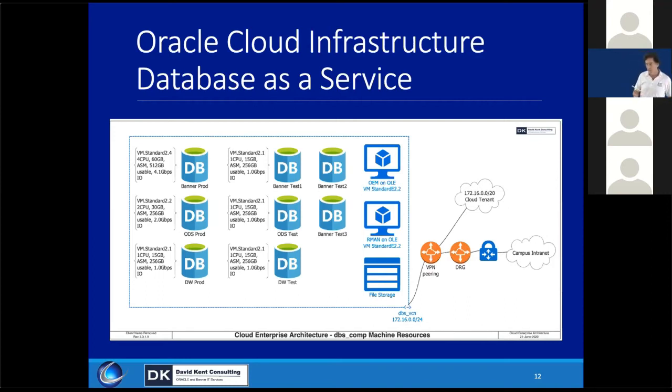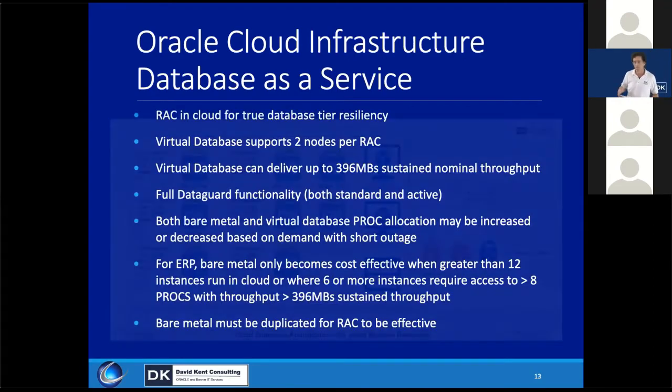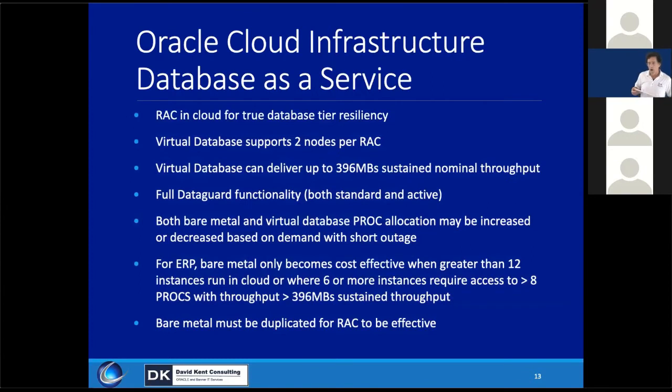You can see in this scenario, we've got OEM running in the cloud, and we've got an RMAN appliance, and we've got some file storage running there. And then of course, we've got our cloud network that connects to the campus network. So you can run RAC in the cloud for true database tier resiliency.